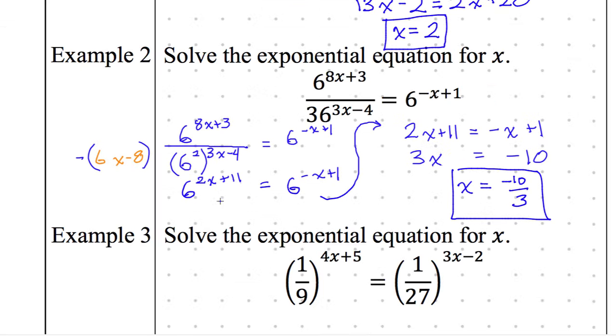Wait, Mr. Simone, can you explain again why it's 2x and not 6x? Yes, so I did too many steps at once. So I did 8x minus 6x, and I got 2x. And I should have probably written that farther out, and that's probably my fault.